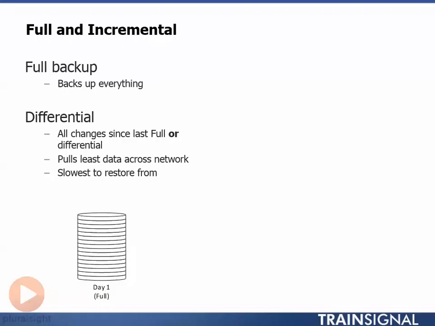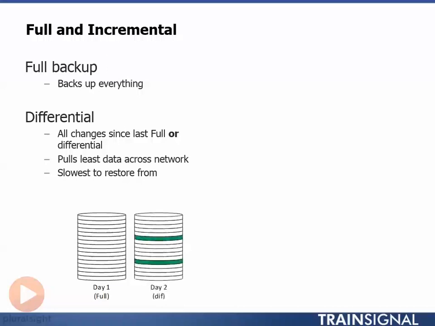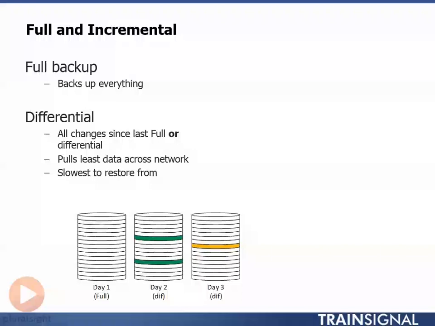Then, on day 2, only a small subset of our data has changed. We highlight the changed data in green on the slide, and what the differential backup does is only backs up that changed data. Then, on day 3, we change just another small subset of data. This time we highlight it as yellow. When the differential backup job comes along to back up our C drive on day 3, again it only backs up that changed data. The data that's changed since the previous differential backup.